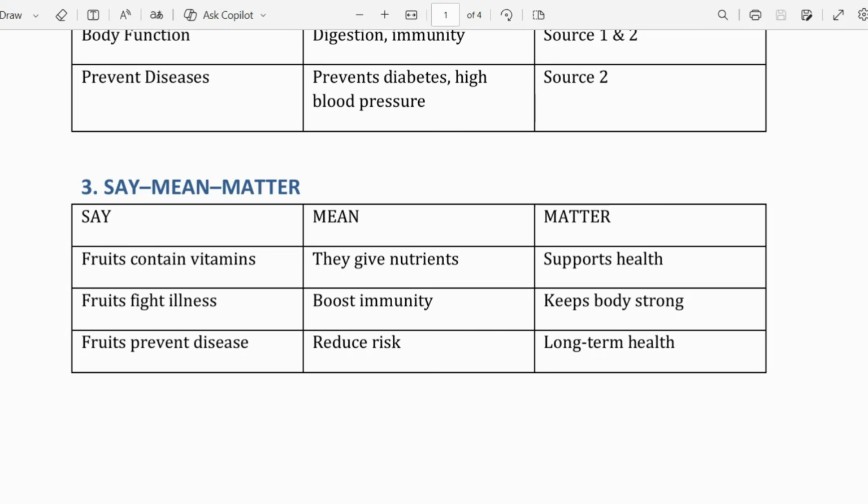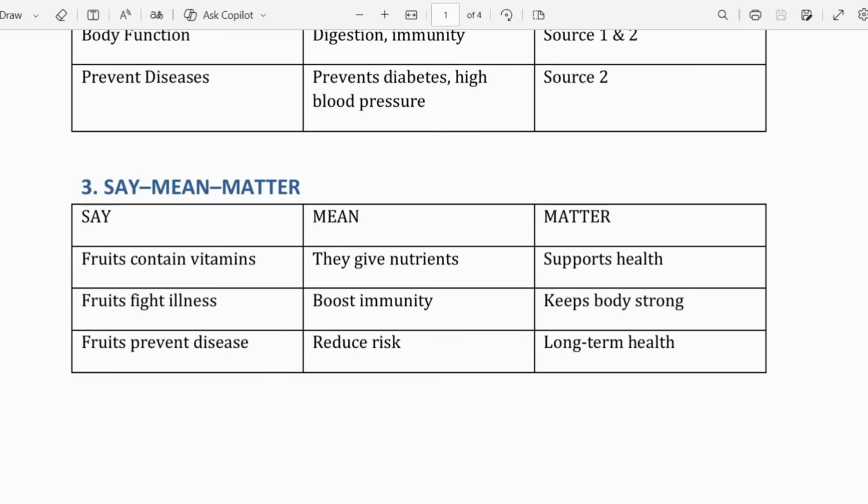So for the same mean matter chart, the say is what the evidence says from the passage. So it's either a direct citation or a summary of what the source says or the text says. The mean is in your own words. So what it means in your own words. And then for the matter portion, why does this information matter? Why did you take it from the source? Why is this important? How does it add value to the information that you already had from the text?